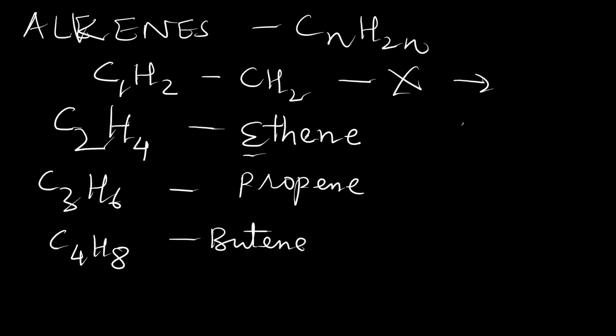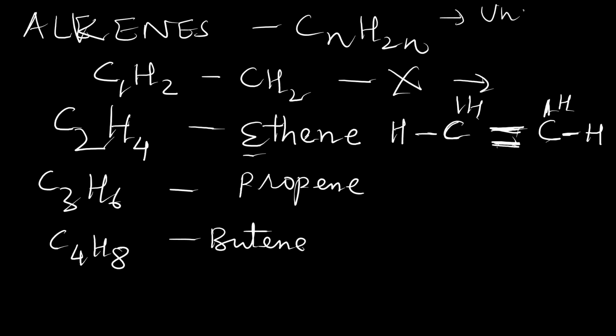So if we show the structure, so there is a double bond. So this carbon has 2 bonds already, so it will form two more bonds with hydrogen to complete its tetravalency. Similarly, this carbon has two bonds, so it needs to form two more bonds with hydrogen, which is satisfying its molecular formula C2H4. So there is a double bond between two carbon atoms. That's why it is an alkene or unsaturated hydrocarbon.